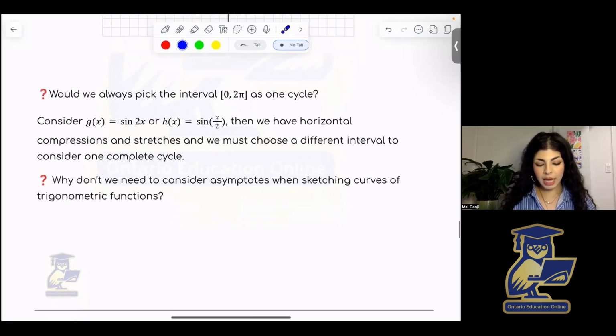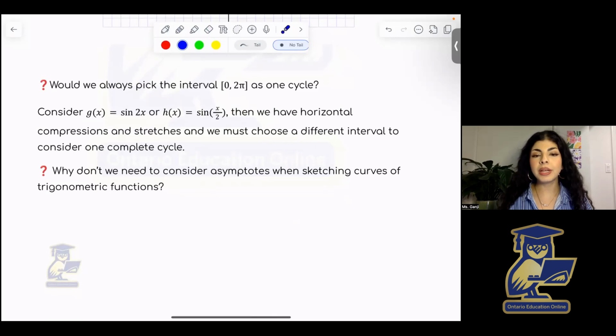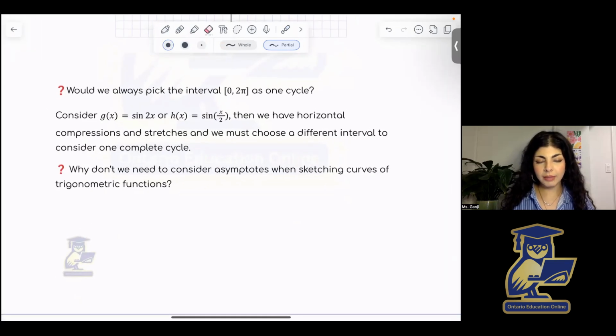And I also wanted to ask you, why don't we need to consider asymptotes when sketching curves of trigonometric functions, but specifically for sine and cosine? As you know, we haven't really talked about tangent, and even in the beginning of this lesson, I didn't bring up tangents. So they do have asymptotes, but specifically for sine and cosine, why don't we consider asymptotes?